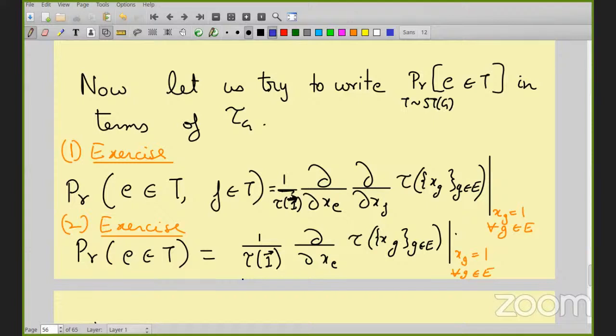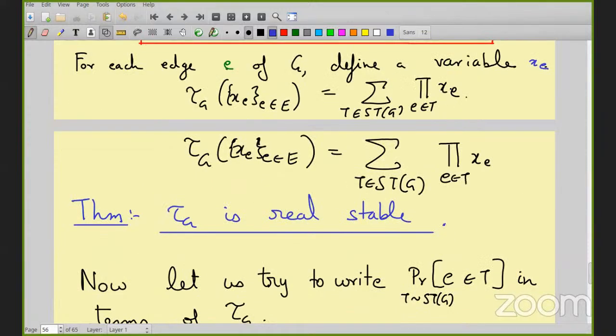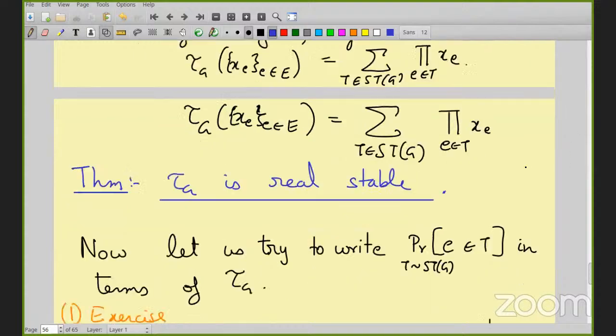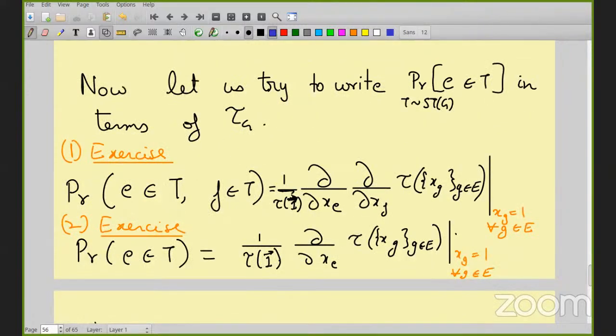This is standard generating function manipulation, right? So you have all these objects. The objects that have E in them have the variable XE. So when you differentiate, only those objects survive. So when you set the variables to 1, you count only those objects, and then you divide by the count of all the objects. So this is exactly the probability that E is in T.